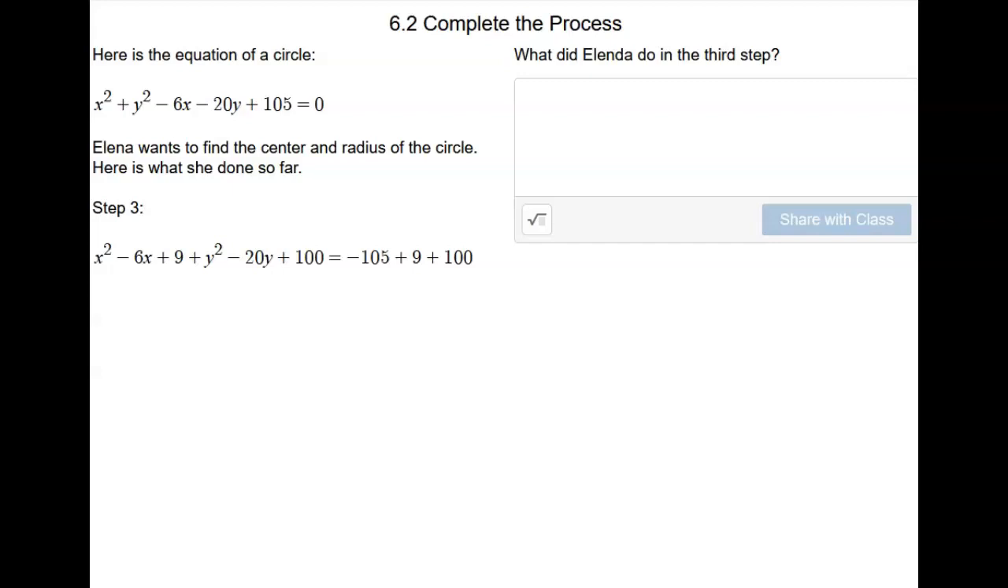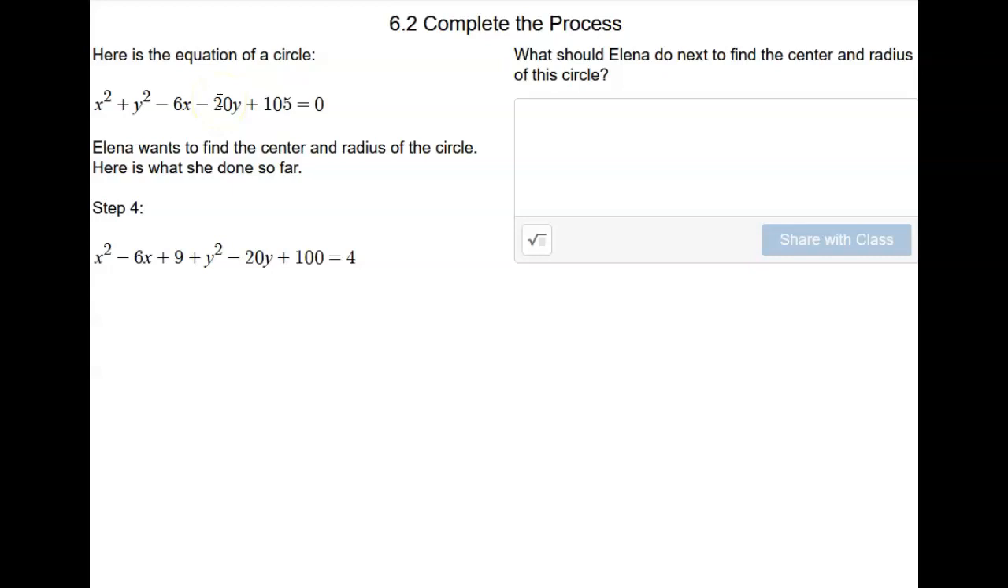All right, so now that we've completed the square, the next thing that we need to do is this. All she did is she went from this to this. She just added the 100, the 9, and the -105, and she came up with 4. Just combining like terms. Okay, next step.